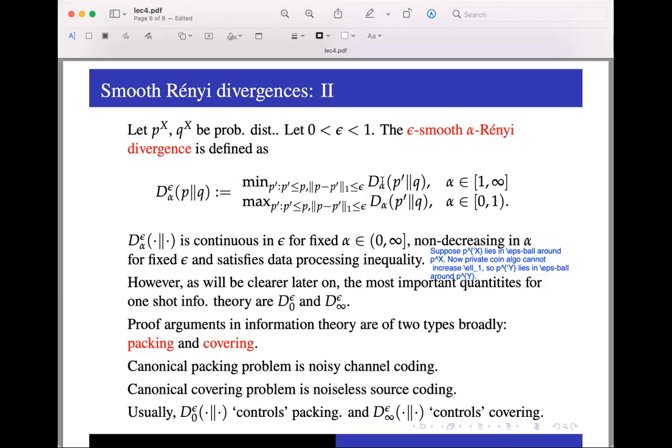So you may be wondering why this is defined this way. For alpha bigger than 1, I minimize in the epsilon ball. For alpha lesser than 1, I maximize in the epsilon ball. Why is this? So actually, this is a deep definition, and the choice of min and max comes with considerable hindsight. But let me see if I can give you some motivation right now already.